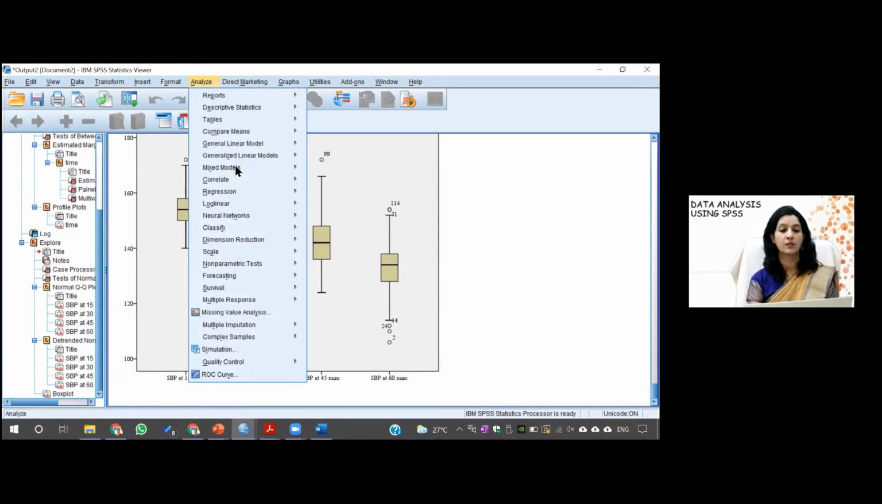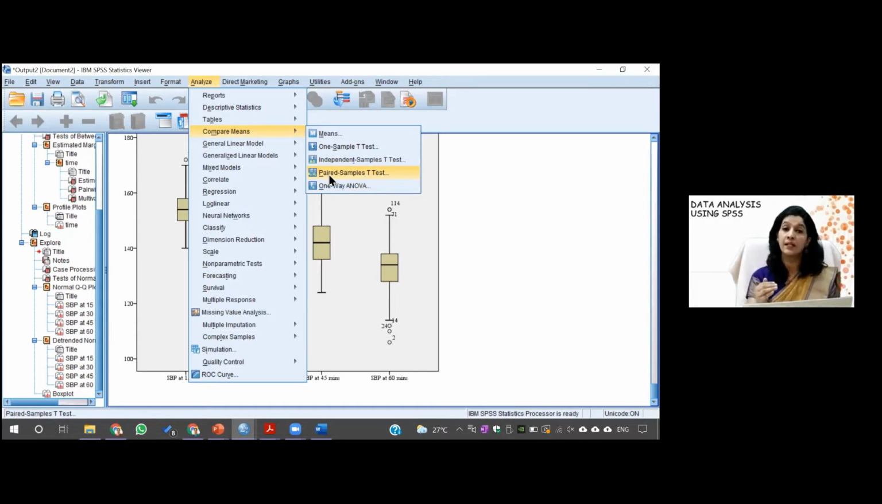Then I'll go to Analyze and I'll go to the general linear model, because till now you have used this comparison of means. You have seen one sample t-test, independent sample t-test, paired sample t-test, and one-way ANOVA. In paired sample t-test, if you can recall, we test the normality of the difference between the pre-post. So in paired t, we create another variable for the difference between the post and pre. But for repeated measure ANOVA, we don't use this option of compare means.